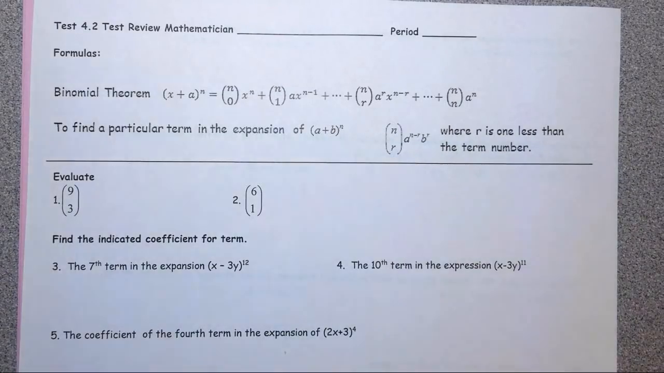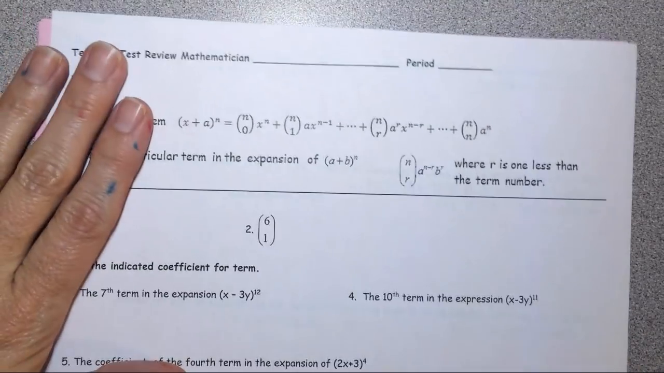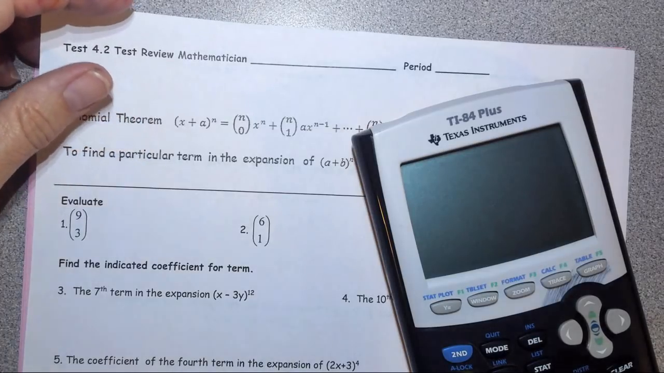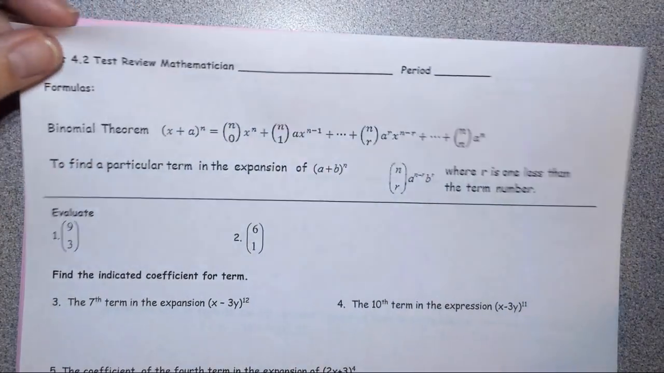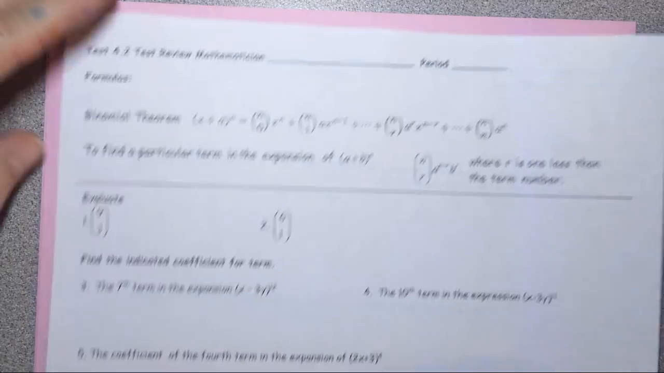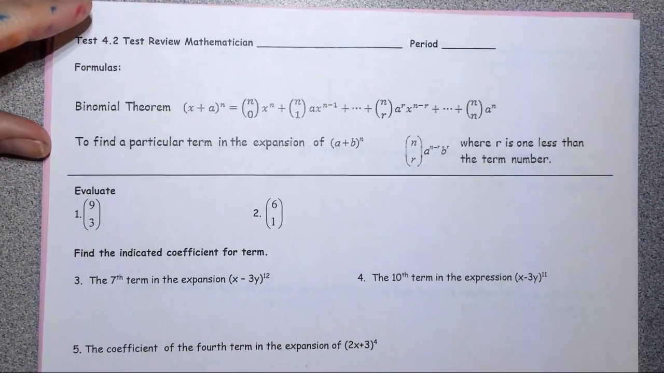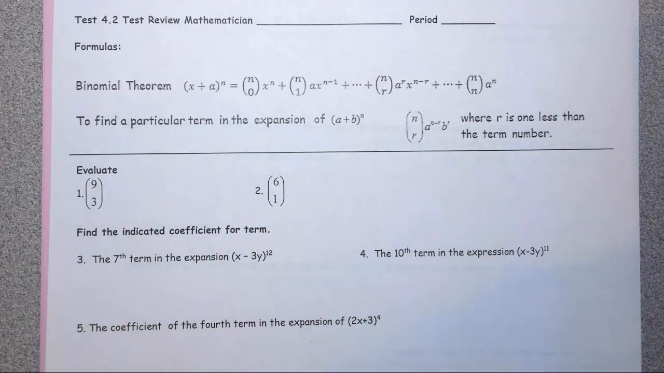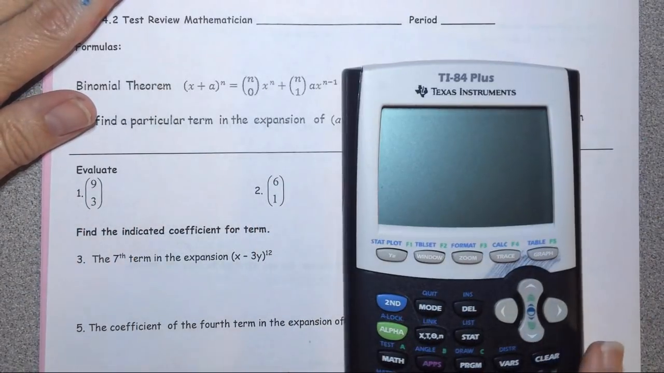Okay, so this video is to get us ready for the test on 4-2. You're going to want a review sheet, a graphing calculator, or an online graphing calculator. Some phones have an app, and you're also going to want some scratch paper. So on number 1 and 2, they simply asked me to evaluate these two problems, and we're going to use our calculator to do that.